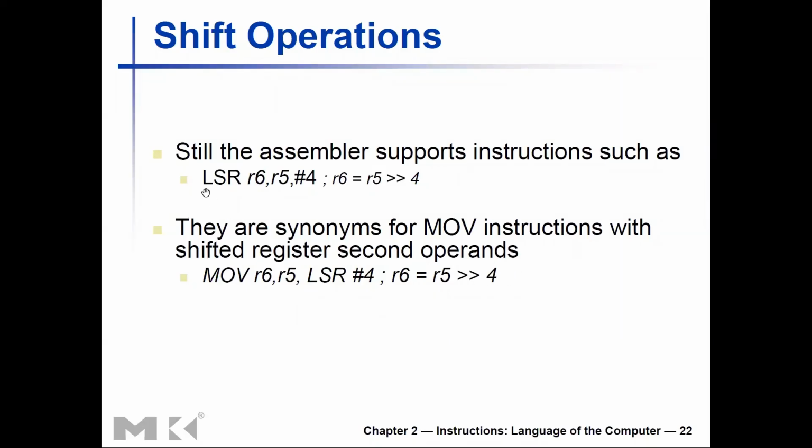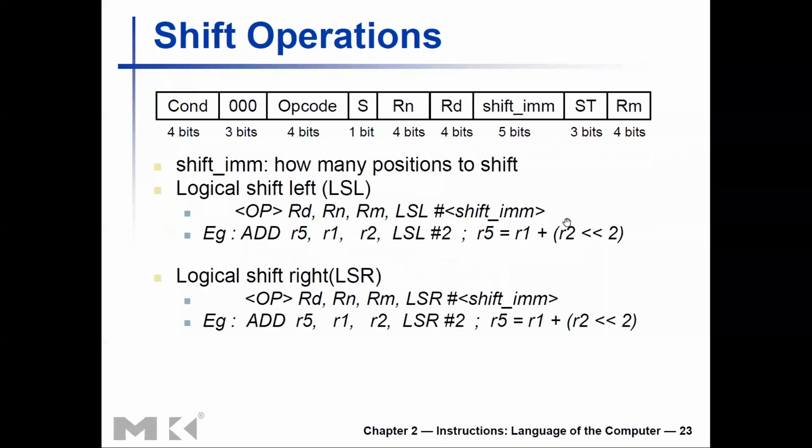So the assembler, when it converts this to machine code, converts it into a data processing instruction. Specifically, it's going to be converted into a move instruction that shifts its second operand. Okay, hope that's clear. So at assembler level, you can write these instructions in assembly, but they are going to be converted into move instructions at the end of the day.